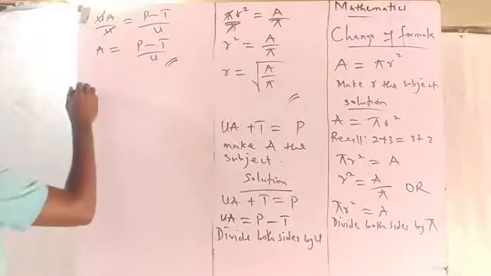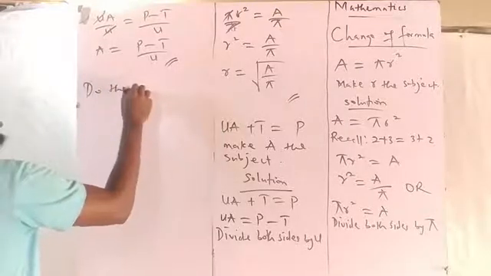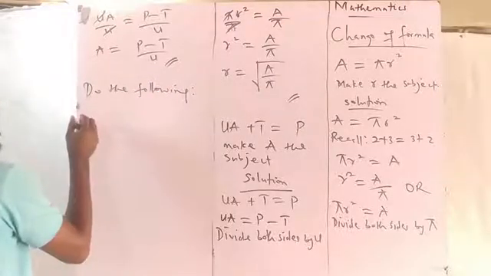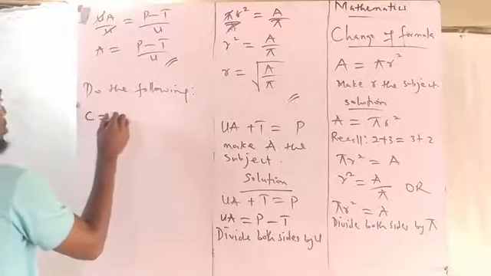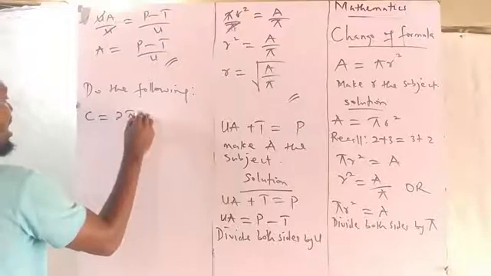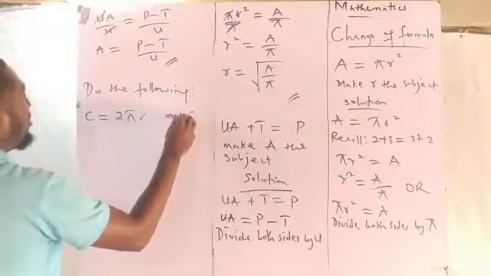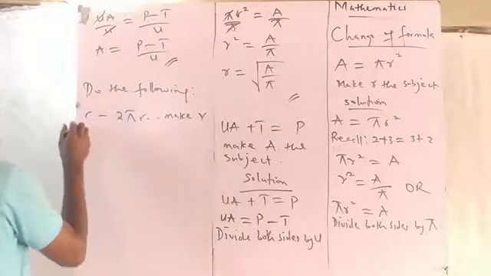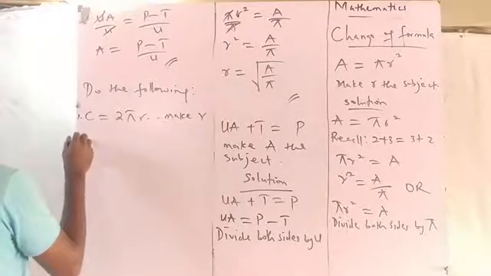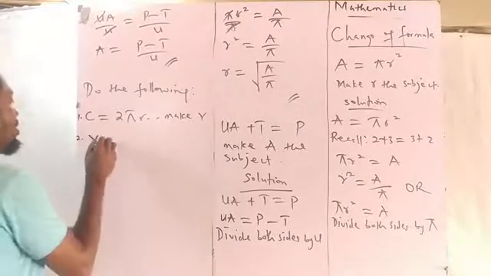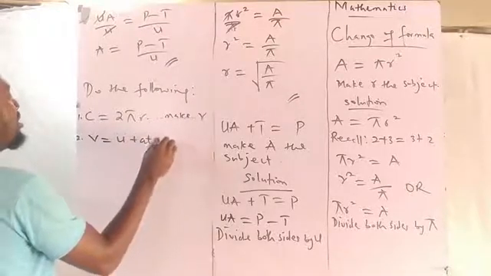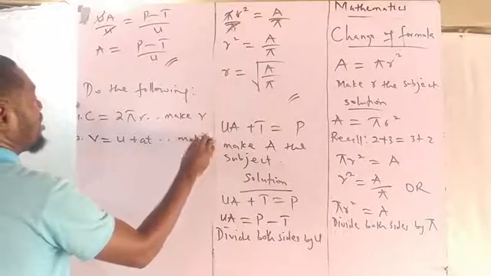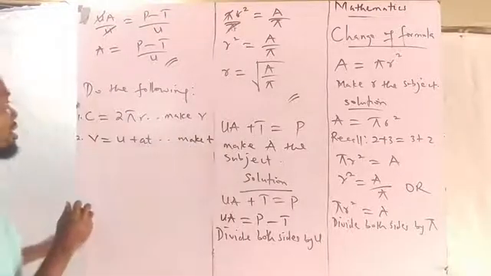You do this one for me. Let me see. Do the following. You have C is equal to 2 pi r. You have to make r the subject. That's number 1. Number 2, you have V is equal to U plus AT. You have to make T the subject.